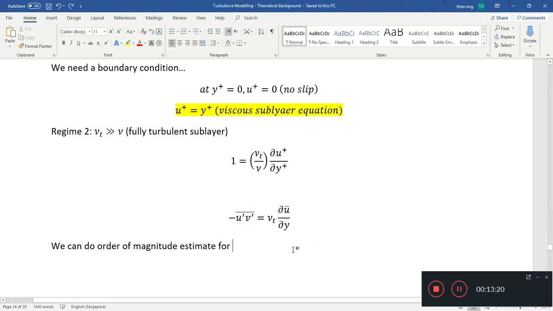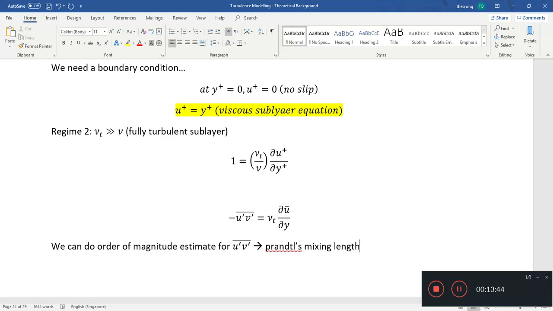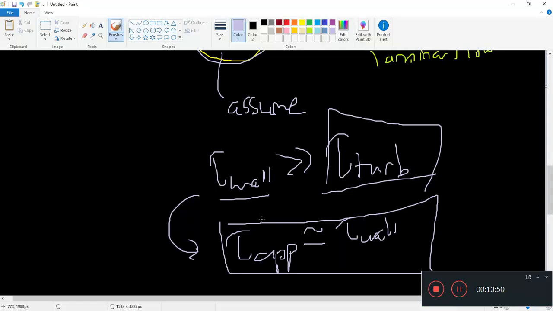I'll just copy and paste this here. What is this order of magnitude estimate for u prime v prime for our closure problem? This was actually described by Prandtl. This estimate was described by Prandtl in something called Prandtl's mixing length model. So what is the mixing length model? Just imagine with me a while.